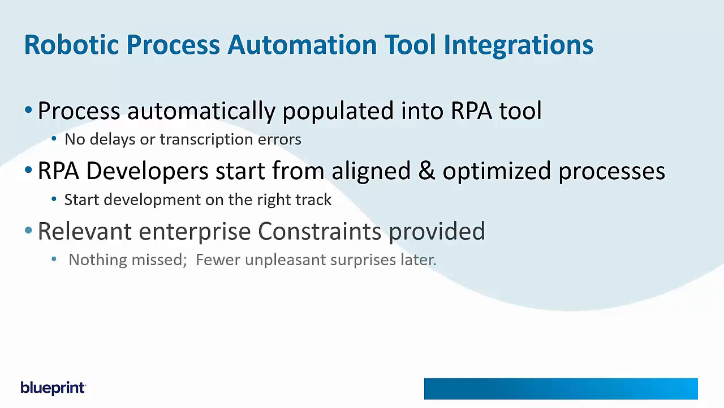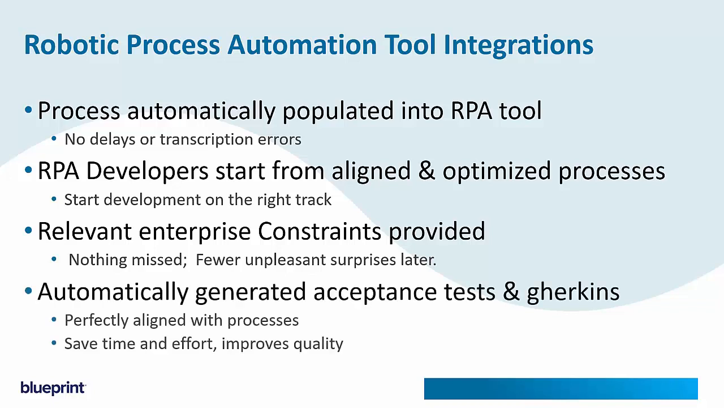And not just processes, but the myriad of enterprise constraints, just those that are applicable to the process, are provided as well. They're associated on the precise process steps where they apply. This means nothing's misinterpreted, and that these critical items are not missed, which translates into fewer unpleasant surprises later.